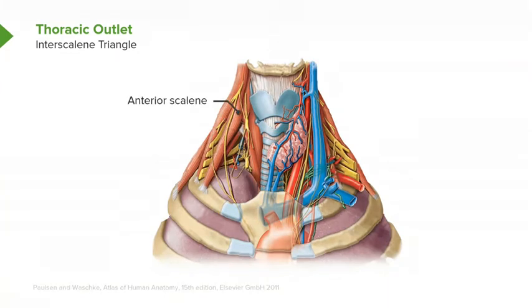The interscalene triangle is going to be bounded anteriorly by the anterior scalene muscle that we see here attaching to the first rib inferiorly. Next muscle that contributes to the interscalene triangle is your middle scalene, and we see the middle scalene here running posterior to the anterior scalene and also attaching to the first rib. The third boundary to this triangle, as you might expect, would be the base of the triangle, and that is the interval of the first rib between the anterior scalene muscle and your middle scalene muscle.